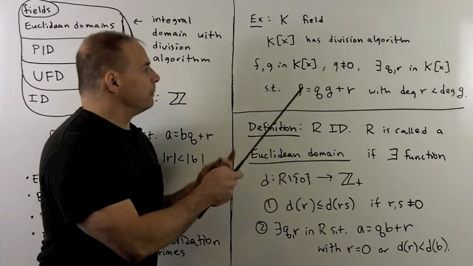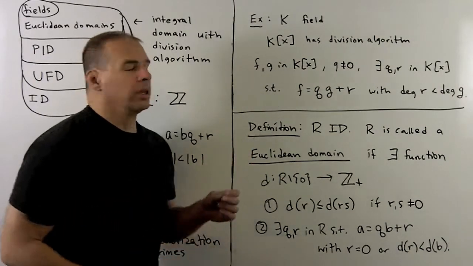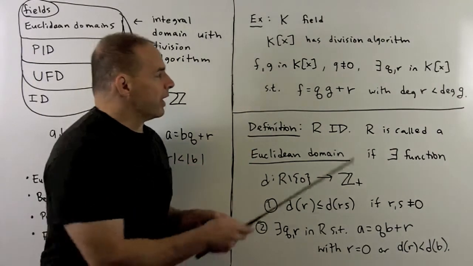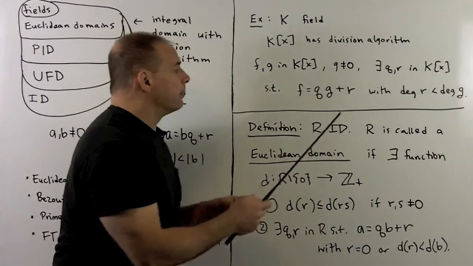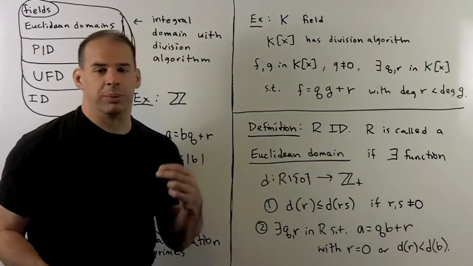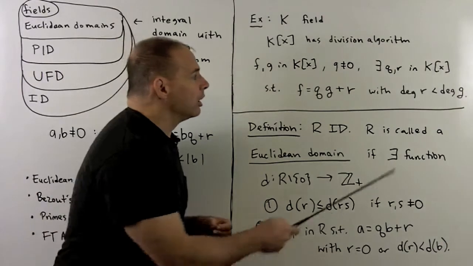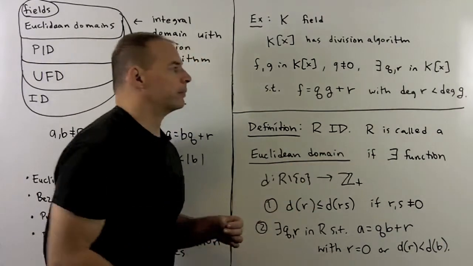So I have f and g, polynomials over K, g non-zero. Then there exist polynomials q and r, such that f is equal to q times g plus r, with the degree of r less than the degree of g.